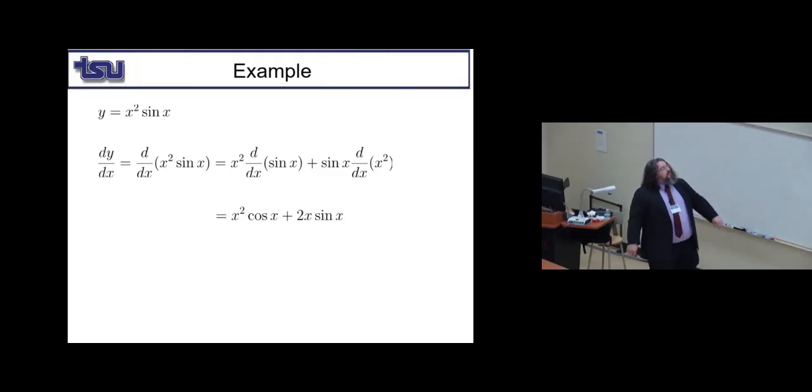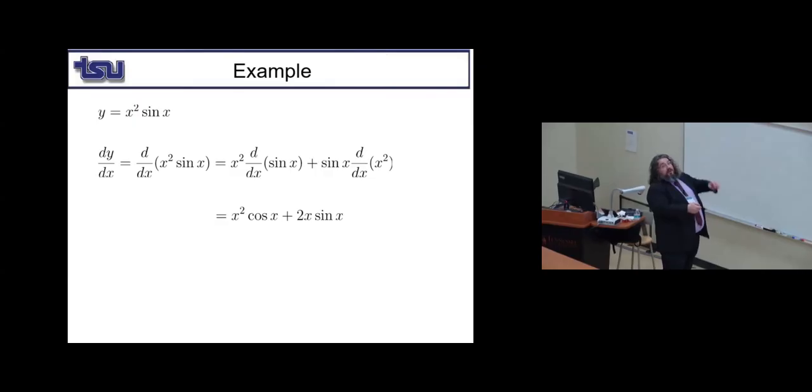We can take the derivative of x squared sine x. Well, if I want that derivative, that's a product. That's x squared times sine x. So I apply the product rule: x squared times the derivative of sine, plus sine times the derivative of x squared. Now, for each of those pieces, I apply the appropriate rule. The derivative of sine is cosine. The derivative of x squared is 2x. And then because mathematicians are picky about where we put our terms, we put the 2x in front.